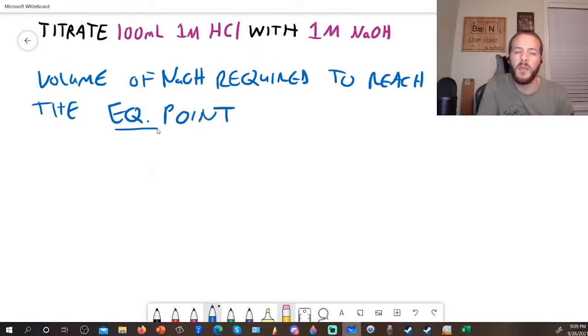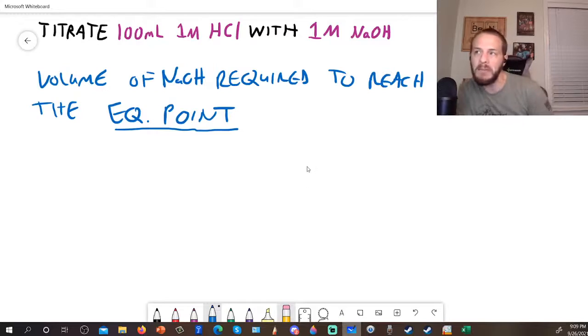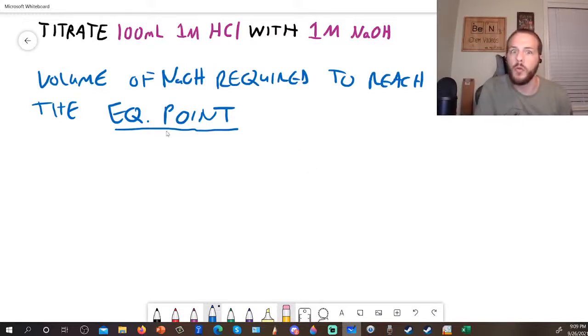right? And remember, the equivalence point, that's the point during the titration at which the number of moles of acid is equal to the number of moles of base. Now, in this particular problem, you can probably figure out what it is quite easily, but I think it's important to go through the motions of how to properly calculate this because the numbers won't always be so easy. And it's important to be able to figure out how to do it, right?